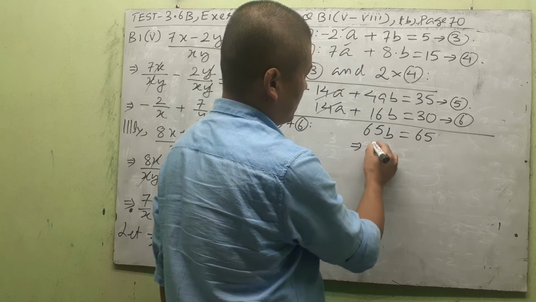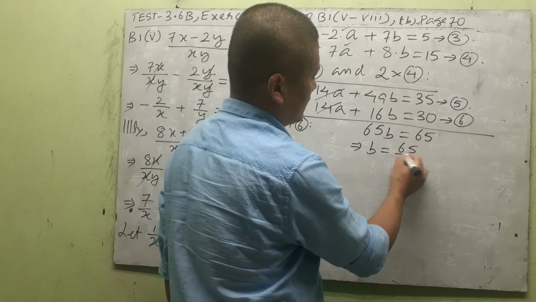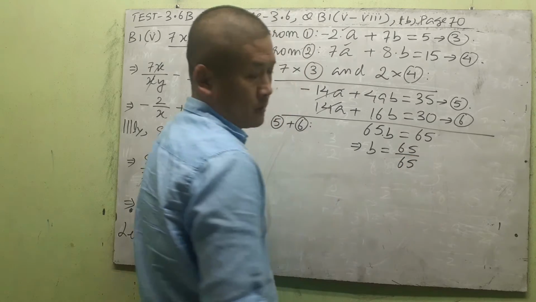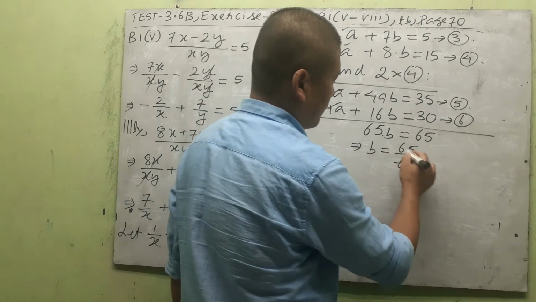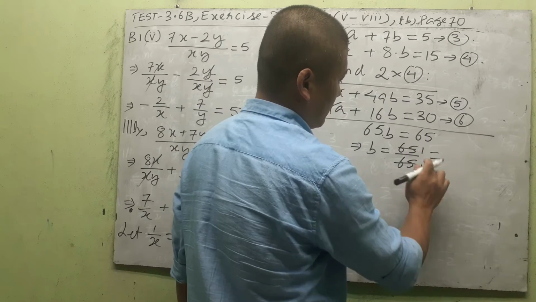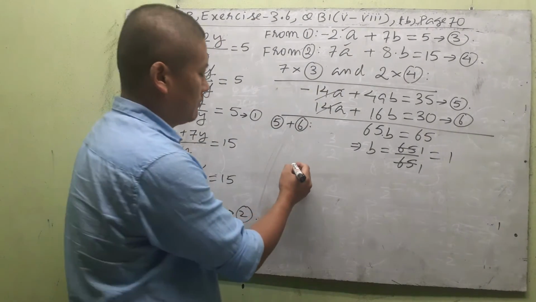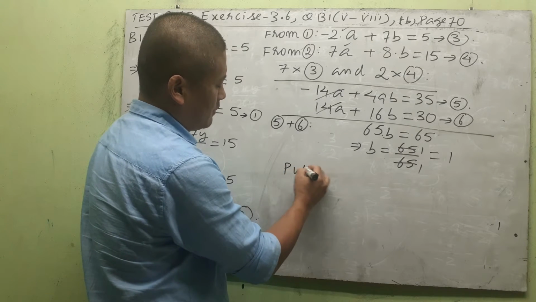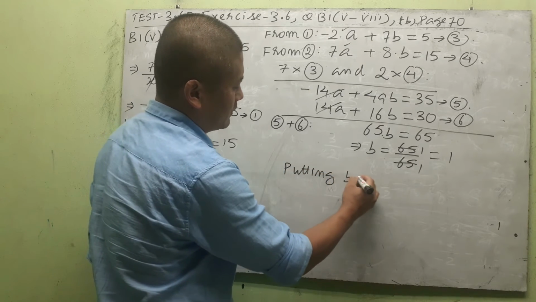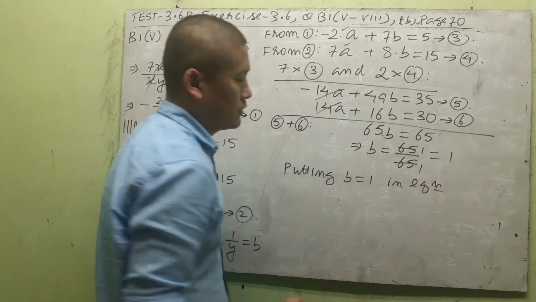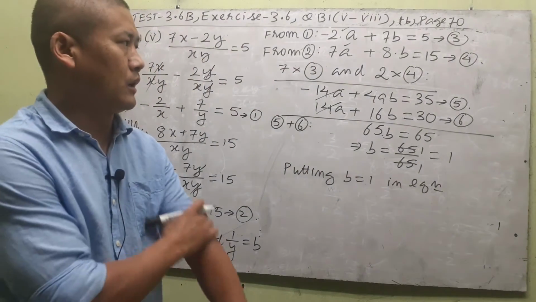So we're going to get here 65B equal to 65. If you shift the 65 to the right side, it comes to the denominator. So 65 ones are 65, 65 ones are 65, and 1 by 1 means simply B value is equal to 1. And to find A, let us put B value equal to 1 that we got just now in either equation 3 or 4. It's up to you, both are correct.